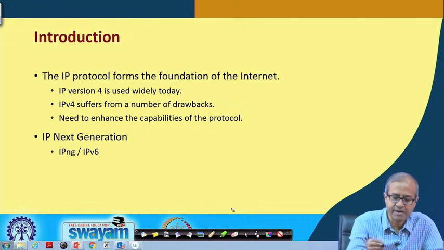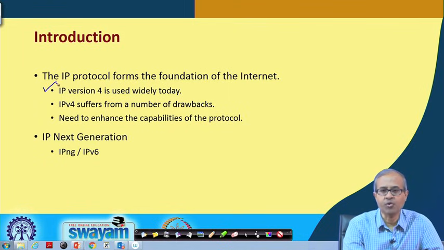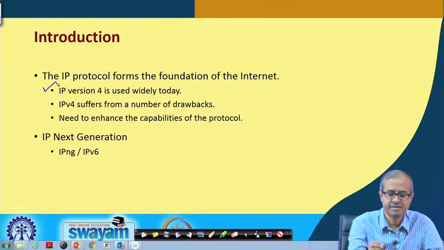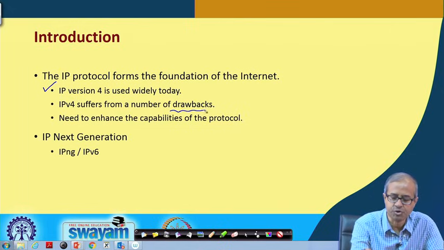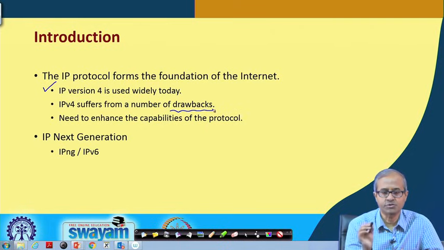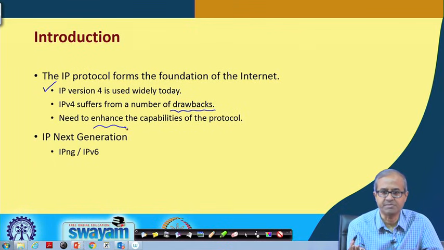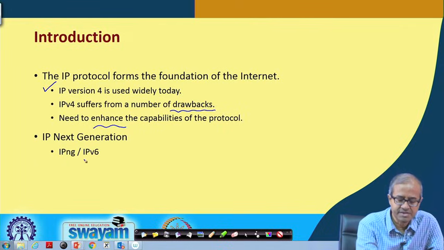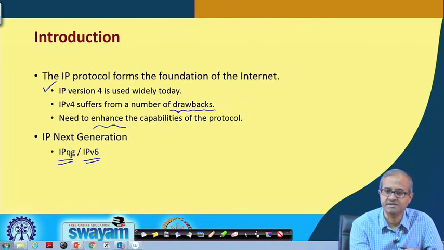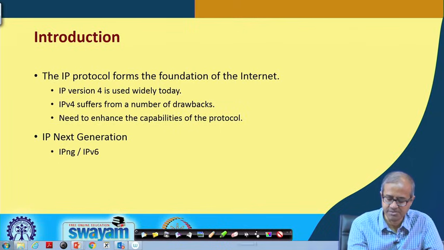Now, as I had mentioned, IP version 4 is more widely used today, but there are a certain number of drawbacks in this protocol. Once we identify what these drawbacks are, then we can appreciate what kind of enhancements were needed to improve the capabilities, and that is how the newer version, IP version 6, has come. This is also sometimes known as IP next generation, IP-NG. Both names are used interchangeably.